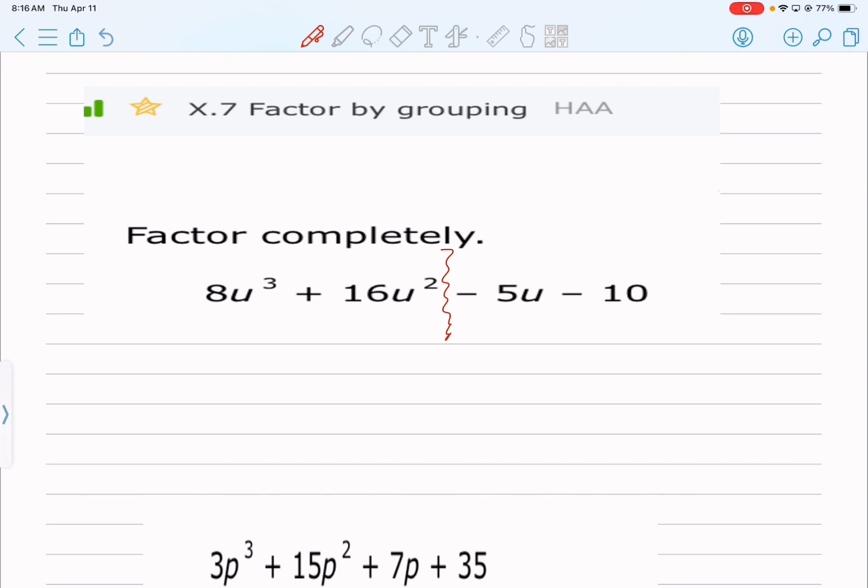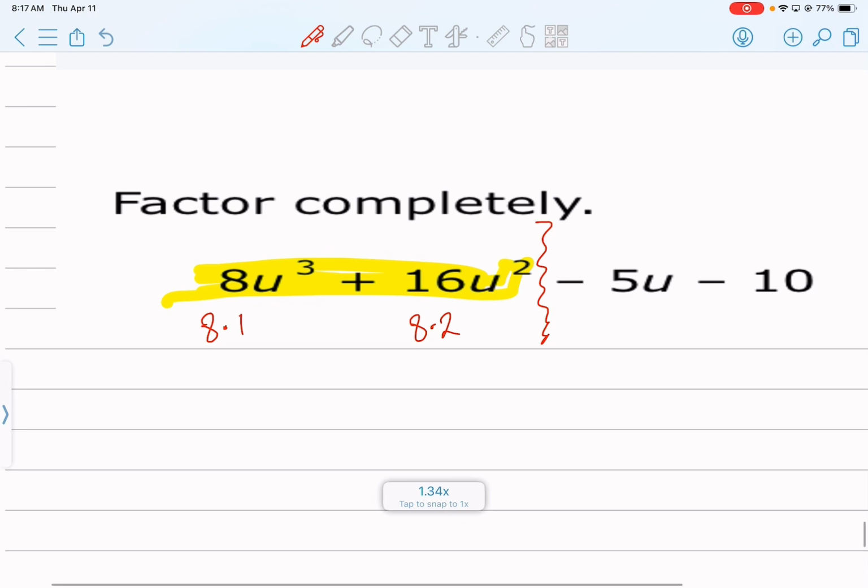Now, you split it halfway. We're gonna focus our energy on this left side first. Now, look at 8 and 16. What is the common factor? 8. So we're gonna break this down using 8. So this is 8 times 1 and 8 times 2. Am I making sense? Yes.